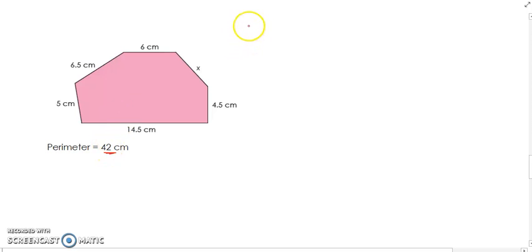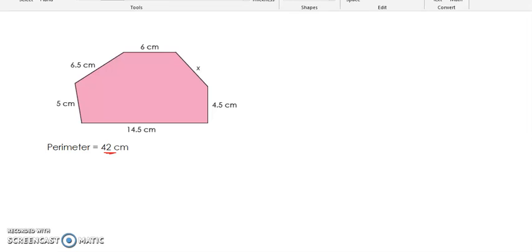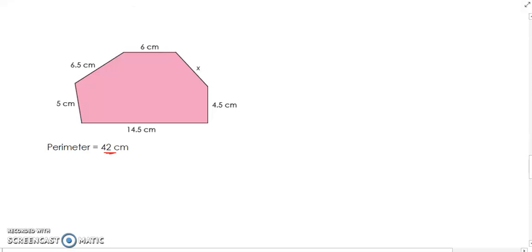If we know, well, let me change the color of this little pen. I don't like to write so much in red. Still red? Yes, it's still red.